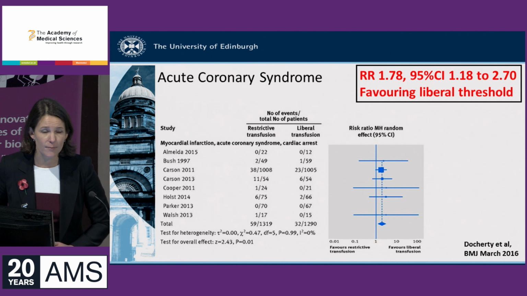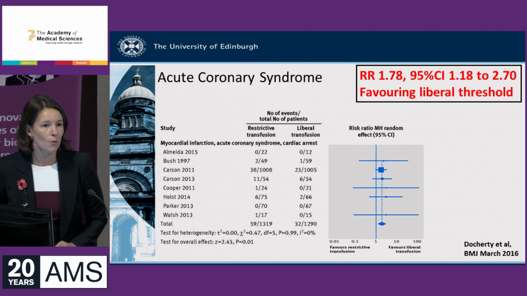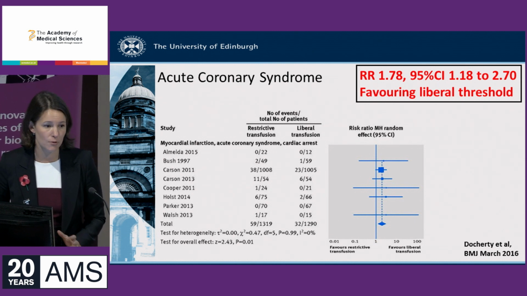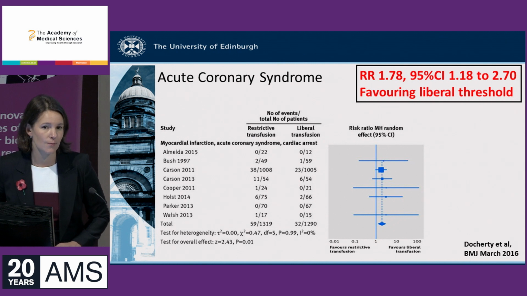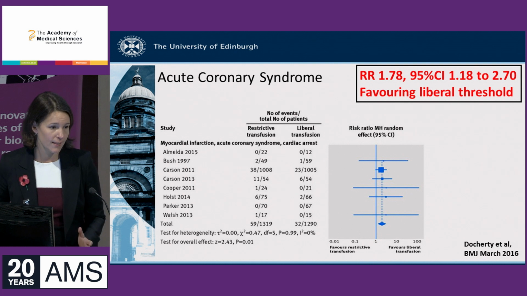There were a couple of limitations with the systematic review. The first was around the definition of acute coronary syndrome, which varied between different trials. And the second was due to the person who diagnosed the acute coronary syndrome and whether they were blinded to the transfusion threshold, raising the possibility of ascertainment bias. And the diagnosis of myocardial infarction in critical illness is particularly difficult.